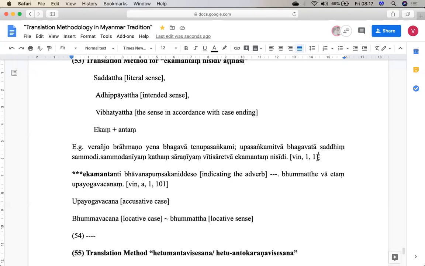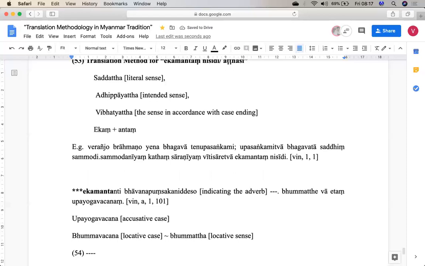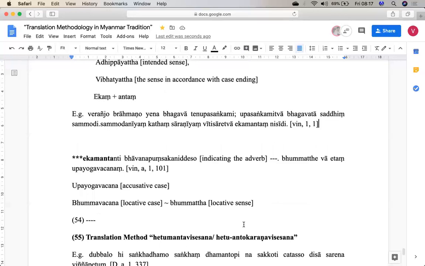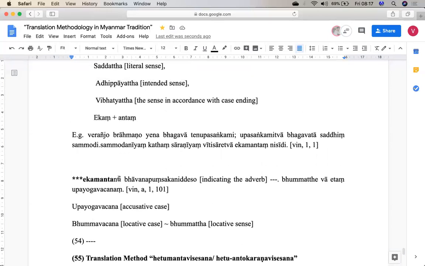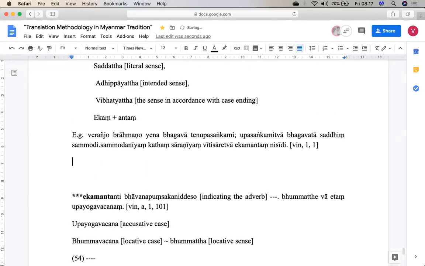So here, Sayadaw, in this example of ekaṃsaṃ, I will choose just one point. Sayadaw's literal sense: ekaṃ means one, and aṃsa means side or edge or point or something. So one point, one side.